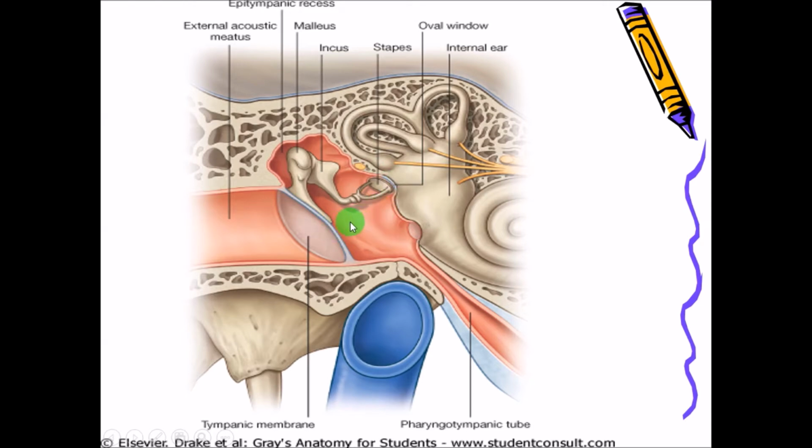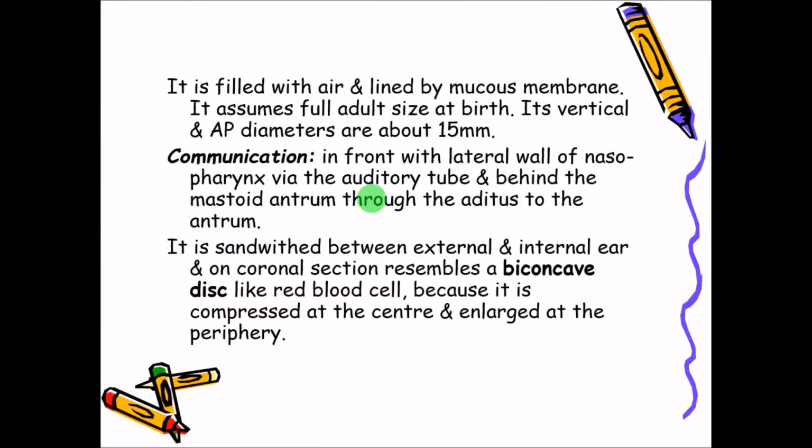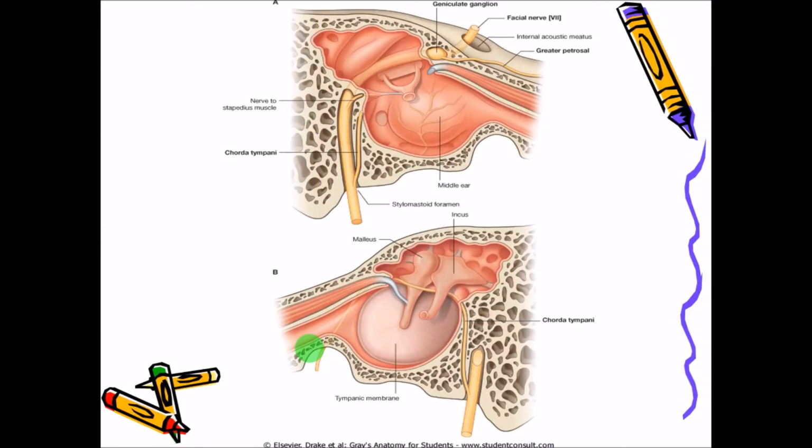The center is very narrow compared to the lower and upper parts. So it looks biconcave, just like the shape of the RBC, because it is compressed at the center and enlarged at the peripheries, due to the shape of the tympanic membrane in the external ear and the internal ear from the inside. You can see here it is invaginating, bulging inside.